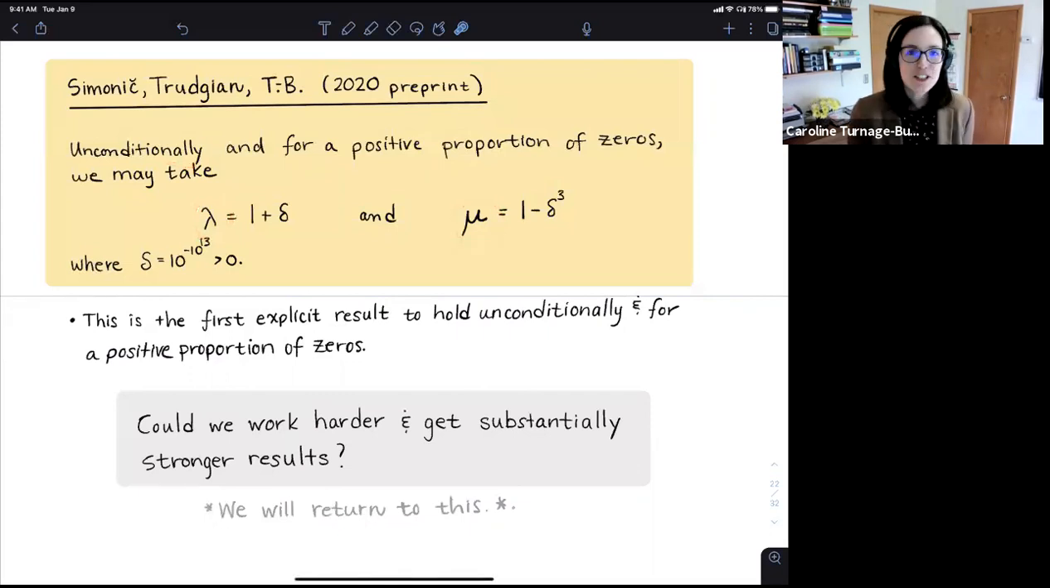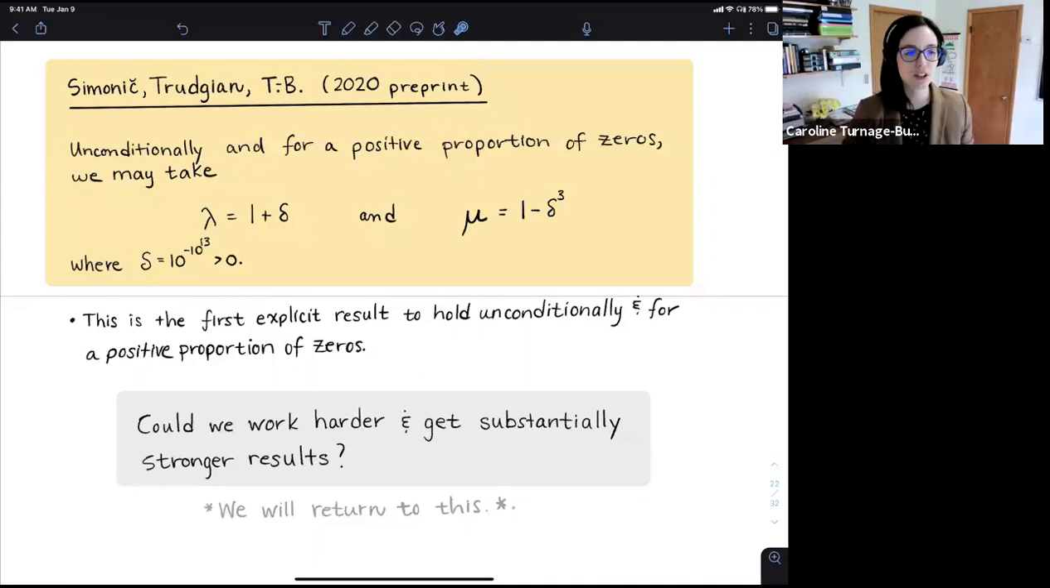And okay, so we show that it can work. We've got to work on these numbers a little bit. So here delta is very, very small. But nonetheless, it's a proof of concept, right? That we can get explicit results holding unconditionally for a positive proportion of zeros.